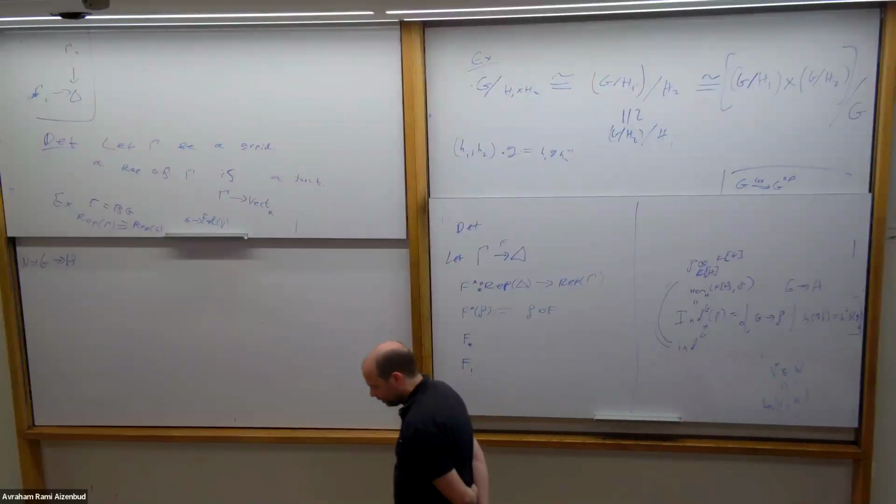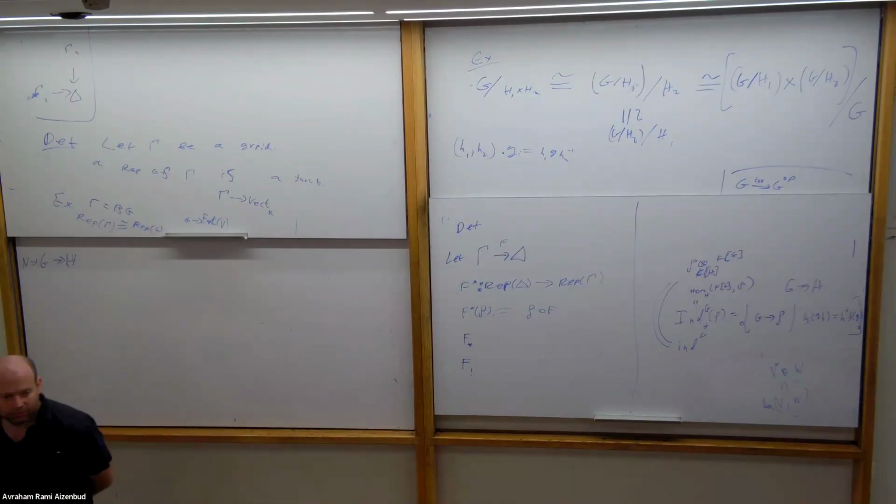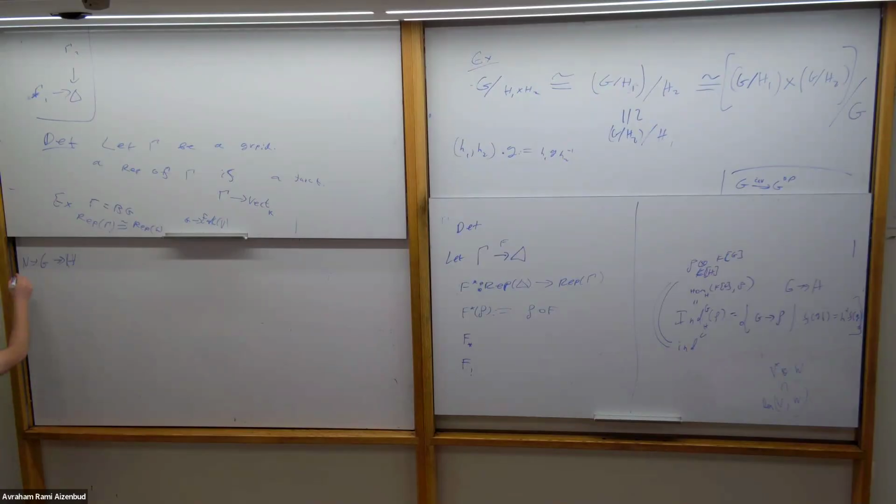N is a kernel. Could you say once again what is N? N is a kernel of this map. So this is kind of an exact sequence of groups. So you have an onto map here, and it's a kernel.